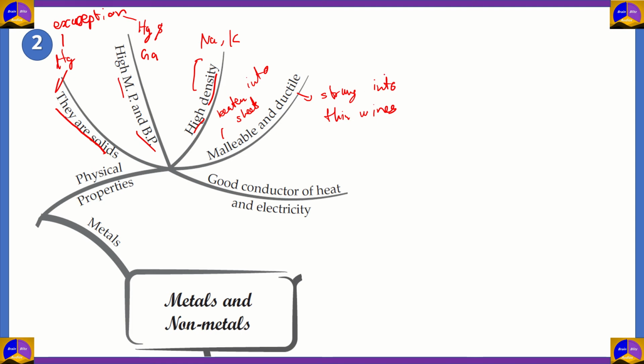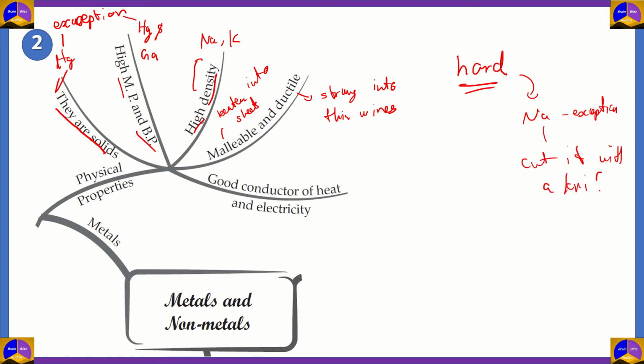Metals such as gold and silver are exceptional at their malleability and ductility. And metals are very good conductors of heat and electricity. This applies to every metal. In addition, metals are usually hard. However, sodium is an exception due to the fact that you can cut it with a knife. It's so soft that you can cut it with a knife. There are other metals which are similar to sodium, which are very soft.